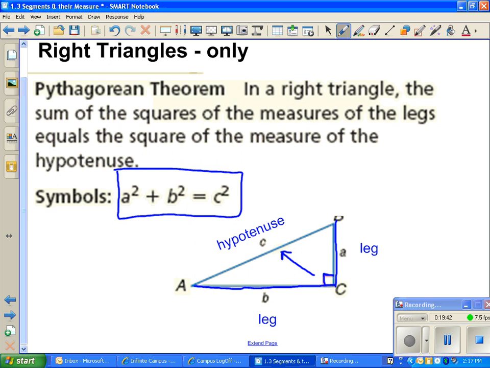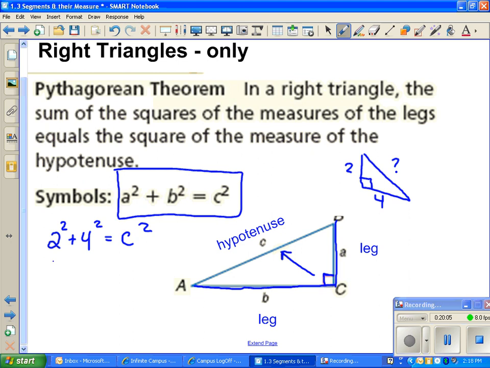All right? So if I had a right triangle, and I had two sides of that right triangle, and I want to find the hypotenuse, okay, I can use the Pythagorean theorem. The leg squared, so a squared plus b squared equals the hypotenuse squared.